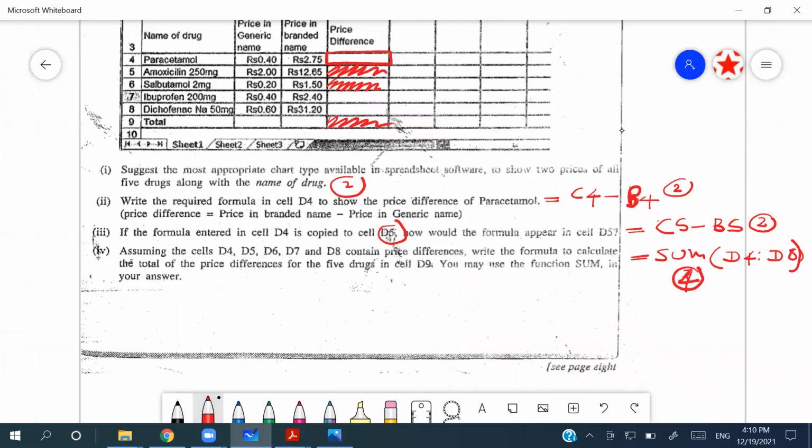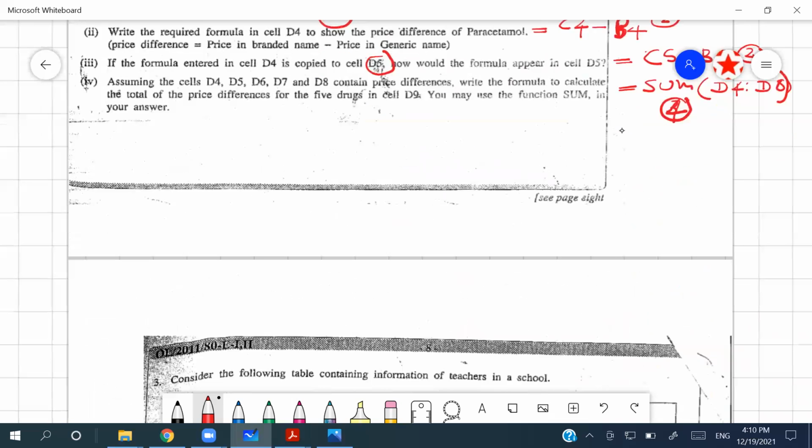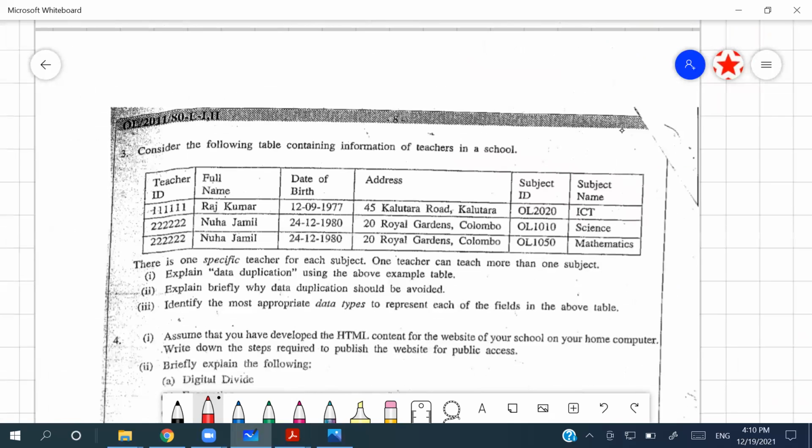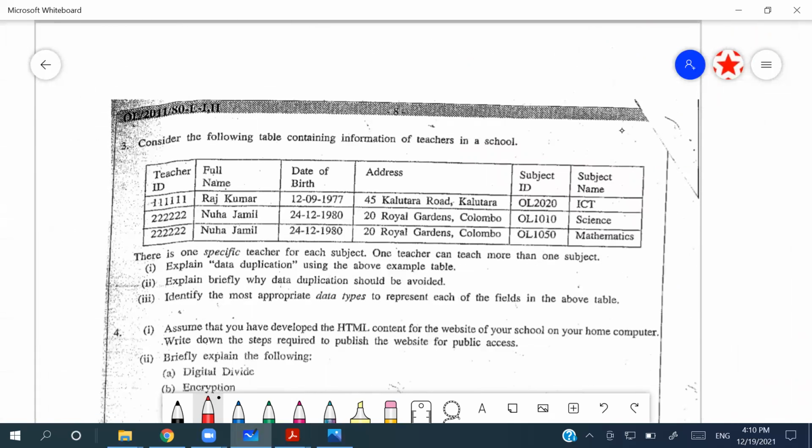So it's very easy, people, when it comes to Excel. We really don't need to bother about that. Just flow with your sensors and all these things.